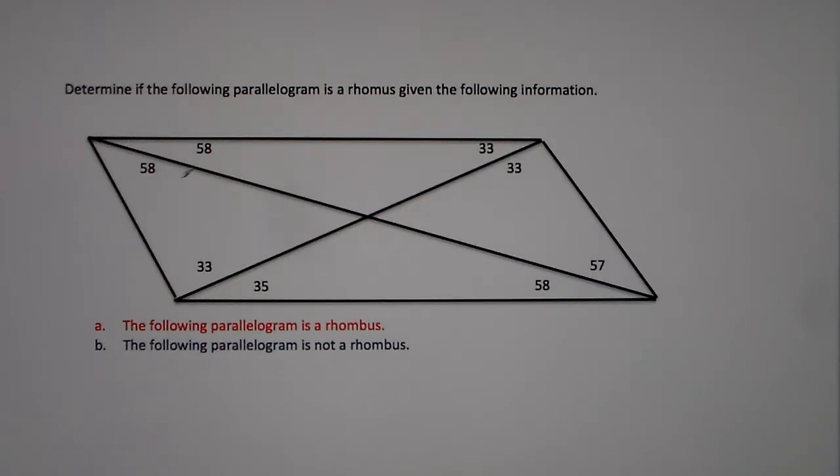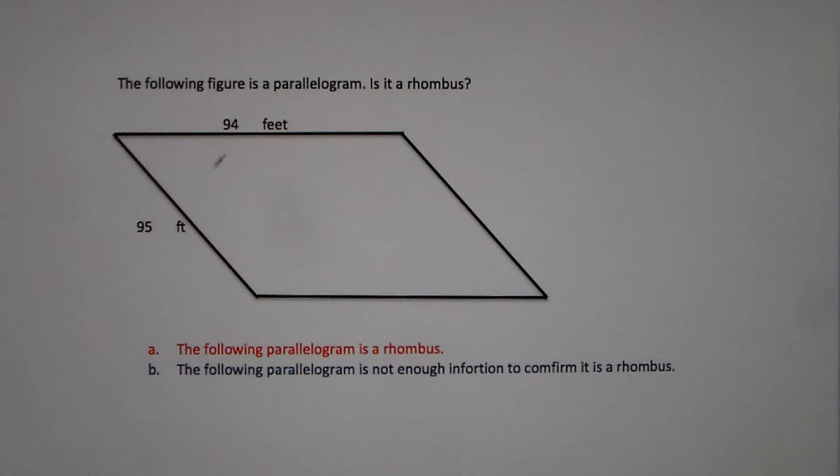I also got another one. 58, 58, 33, 33, 57, 58, 35, and 33. Huh. Well, not all these angles match up. This is a difference down here: 57 and 58, 35 and 33. They also don't match. So the following parallelogram is not a rhombus. 94 and 95. Well, those two are supposed to be the same. Since they're not the same, the following is not a rhombus. Because remember, a rhombus has to require all four sides to have the same length.